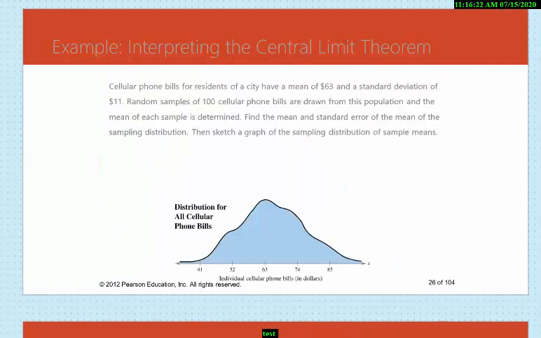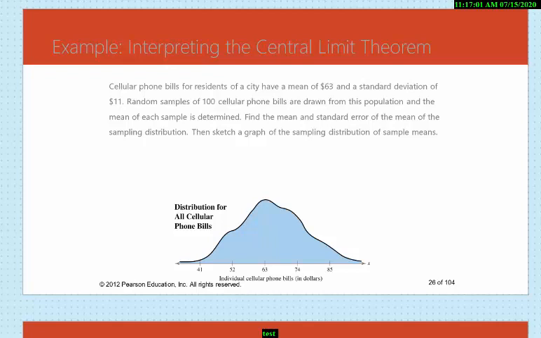Before we continue and see other restrictions and limitations of the central limit theorem, let's look at an example in order to see how we apply it and how we use it. So we have a cellular phone bill. We have cellular phone bills for residents of a city, and the mean is $63, and the standard deviation is $11. Random samples of 100 cellular phone bills are drawn from this population. So how many do we have there? I don't know how many we have there. What I know is I get samples of 100 cellular phone bills.